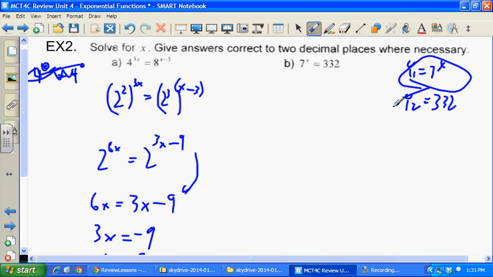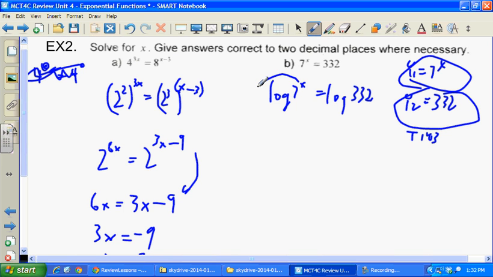Look for the intersection of these two on the TI-83. But we can do better than that. In fact, we learned a way to do this using logs. We take the log of both sides, and the reason why we do that is because the unknown is in the exponent. When we take the log of both sides, the exponent comes down in front. And that was just one of the rules of logs we learned.